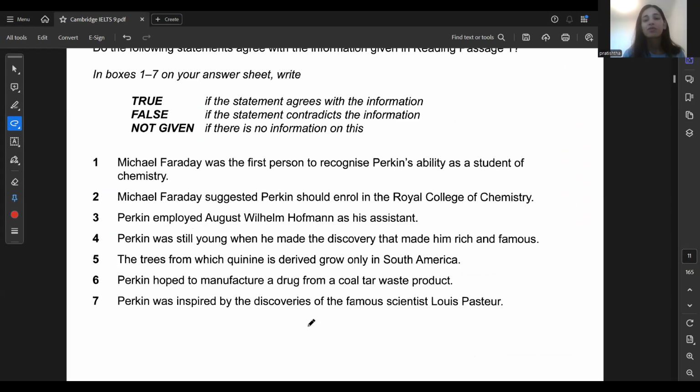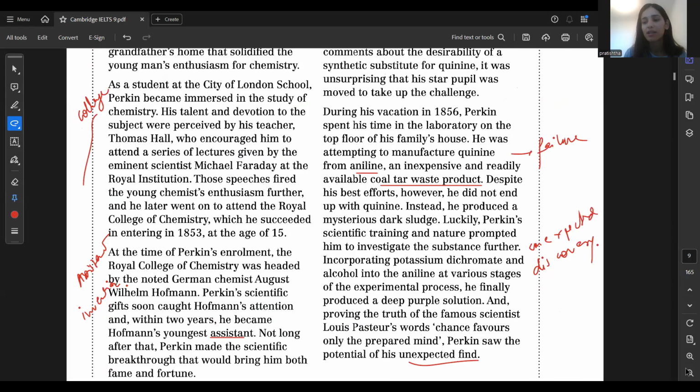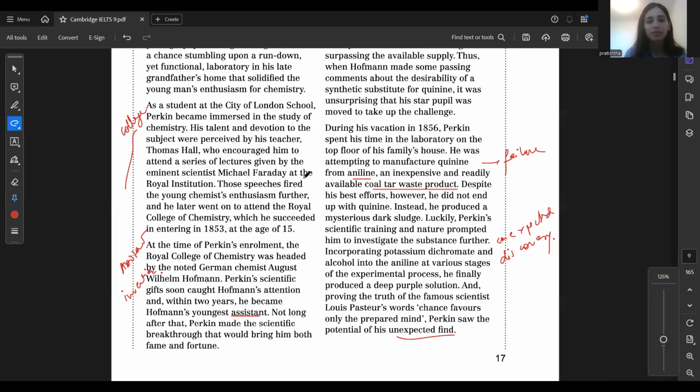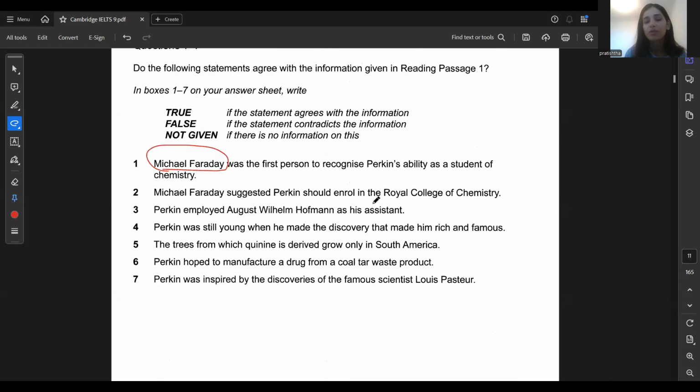Michael Faraday was the first person to recognize Perkin's ability as a student of chemistry. So let's see if Michael Faraday is mentioned, right? And he was the first person to recognize. So I did see Michael Faraday here. He was not really, he just went to the lectures, right? He was not the first person to recognize his ability. It was someone else. So it is false.